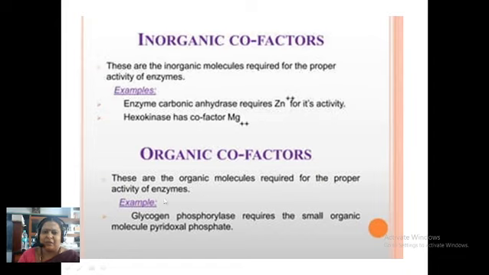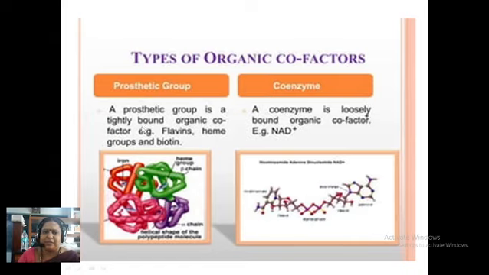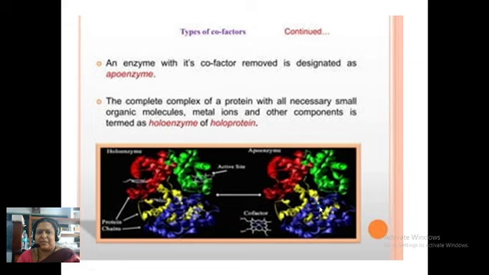Organic cofactors. These are the organic molecules required for the proper activity of enzymes. For example, glycogen phosphorylase requires the small organic molecule pyridoxal phosphate. So the types of organic cofactors are prosthetic group and coenzyme. A prosthetic group is a tightly bound organic cofactor, example flavins, heme groups and biotin. And a coenzyme is a loosely bound organic cofactor, example NAD+. So this is the prosthetic group and this is the coenzyme.